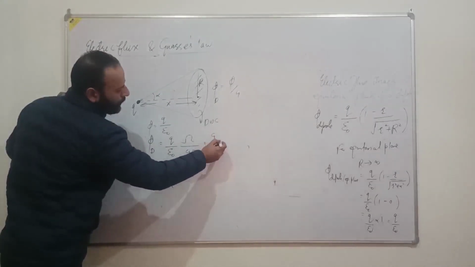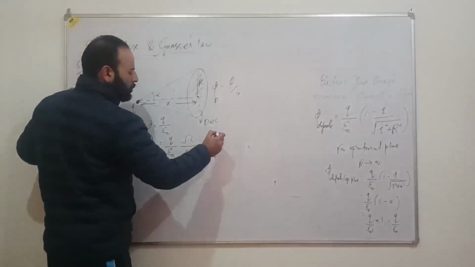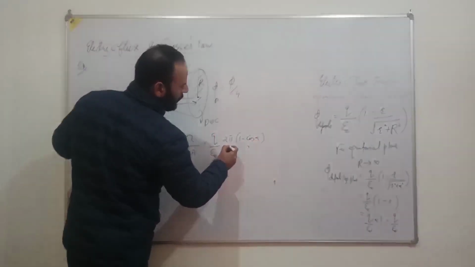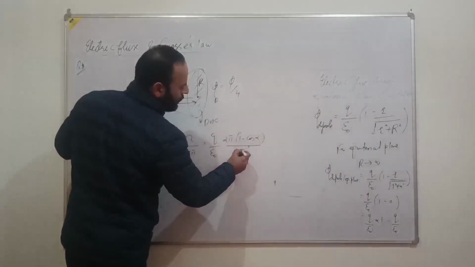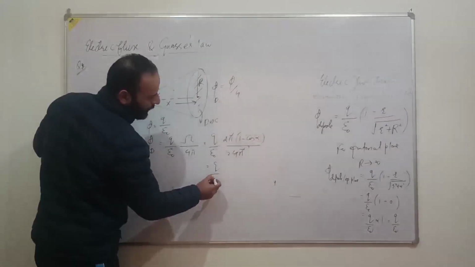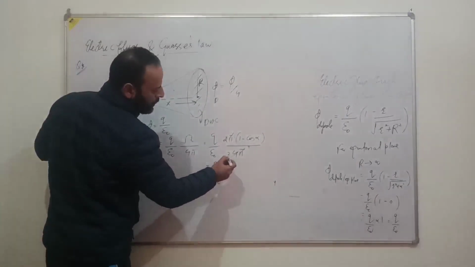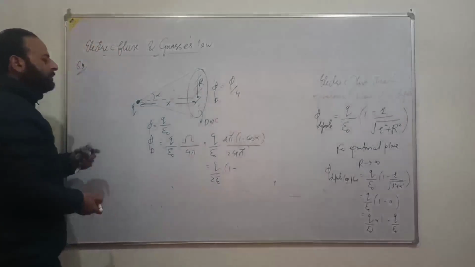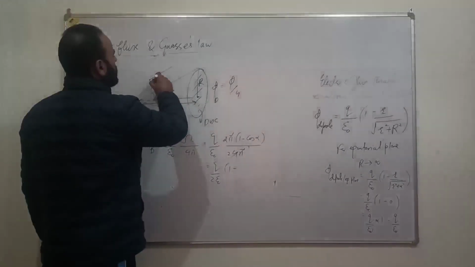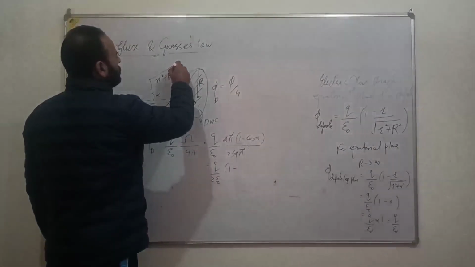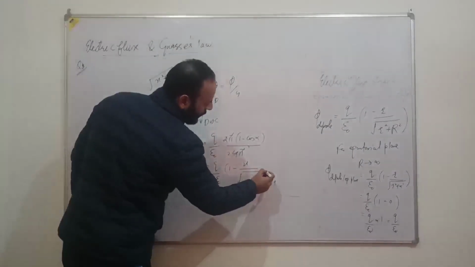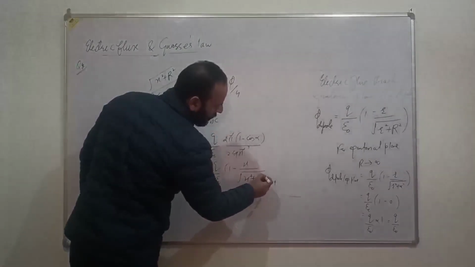So that is equal to Q divided by epsilon naught, then 2 pi into 1 minus cos of alpha, divided by 4 pi. So the pi cancels. What we get is Q divided by 2 epsilon naught, times 1 minus cos of alpha. Cos of alpha is base divided by hypotenuse, so it is x divided by under root of x square plus r square.